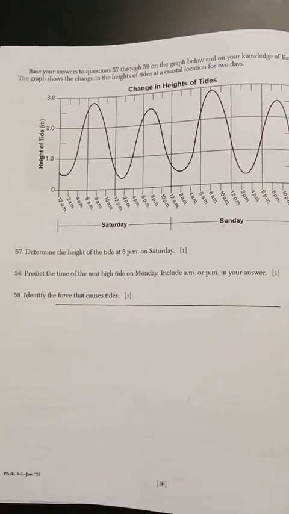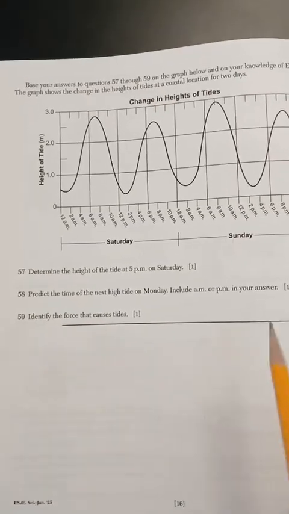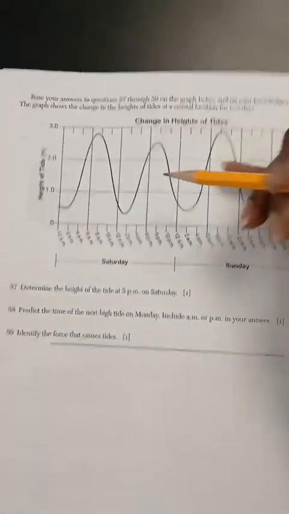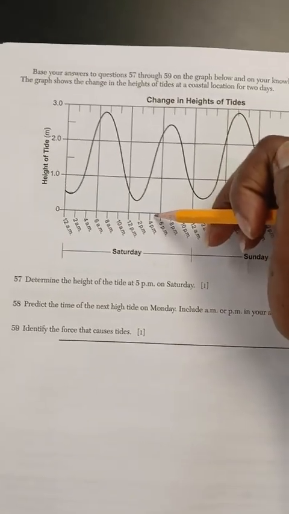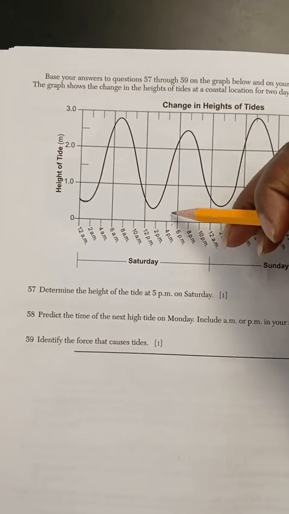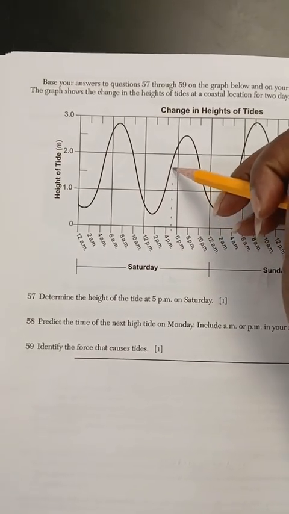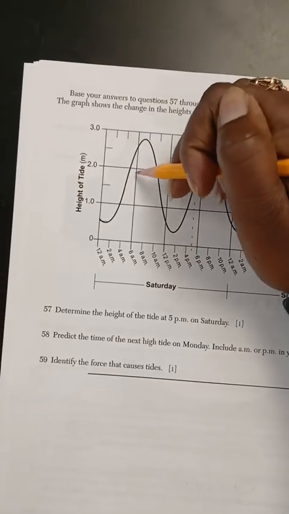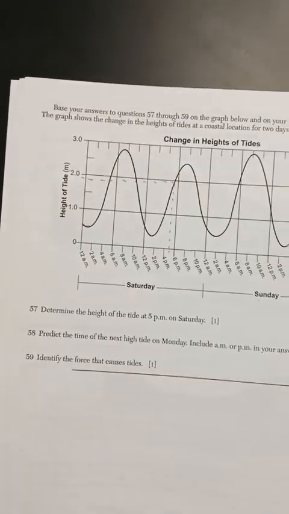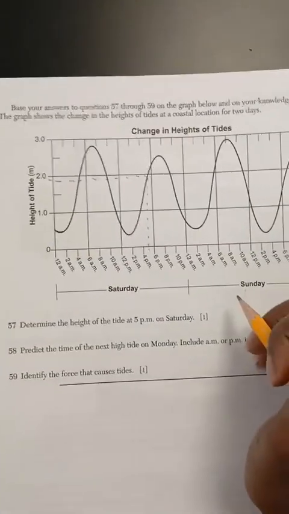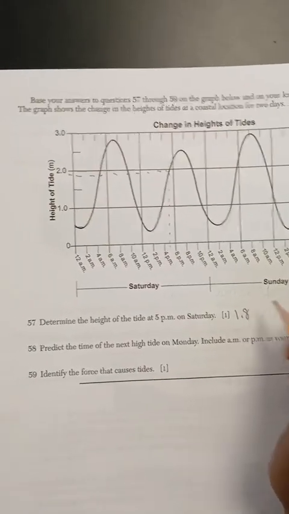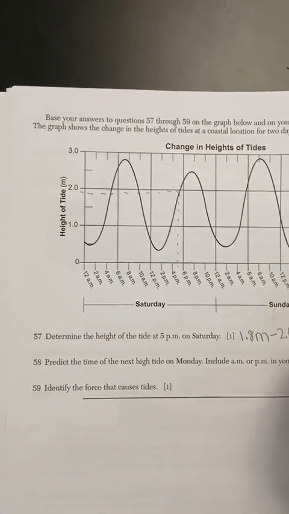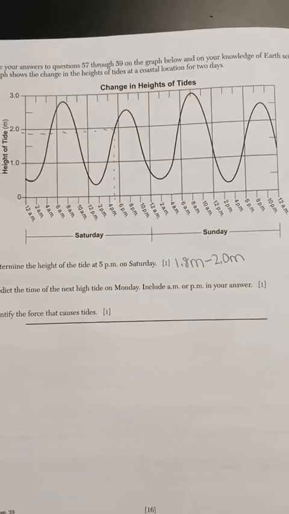So question number 57 says determine the height of the tide at 5 p.m. on Saturday. So I'm going to go straight to 5 p.m., which of course will be in the middle of 4 to 6 p.m. And if I draw myself a little dotted line for reference going straight across, I can get a more accurate answer. So as you can see, it does not land exactly on 2. So if you want to put a range to be on the safe side and say something about 1.8 miles to 2 miles, that's perfectly fine. All right, so that's how you answer that one.